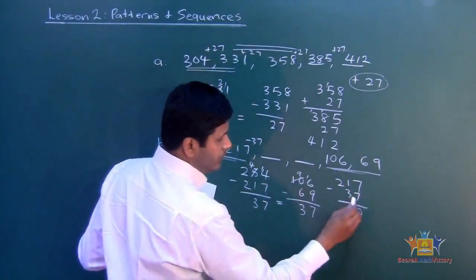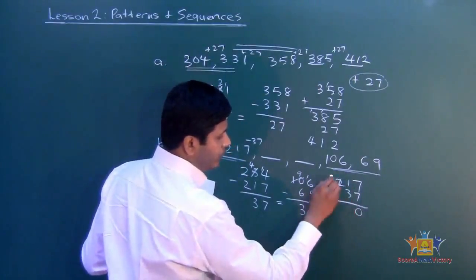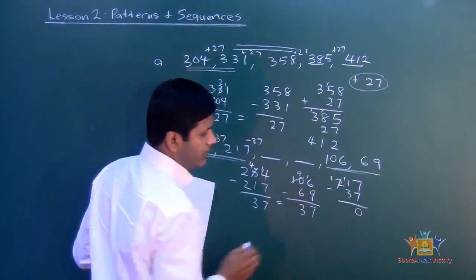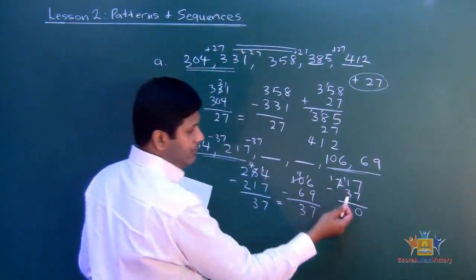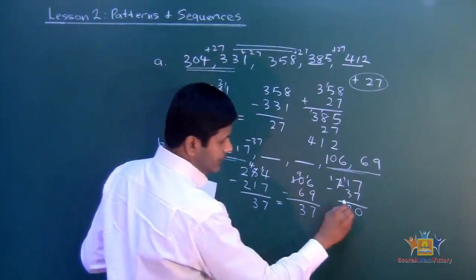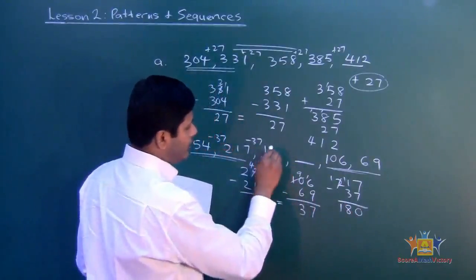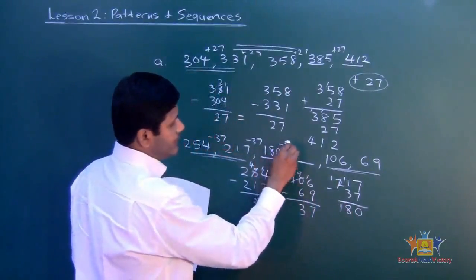7 minus 7 is 0. 1 minus 3, I can't. Borrow from 2. 2 becomes 1 and 1 becomes 11. 11 minus 3 is 8. And then bring the 1 down. So it becomes 180. And then minus another 37.